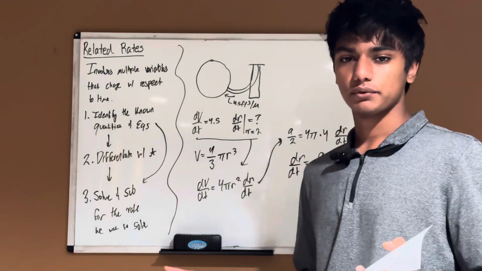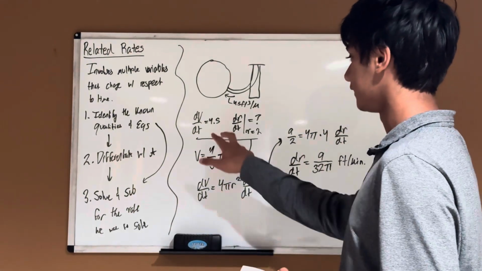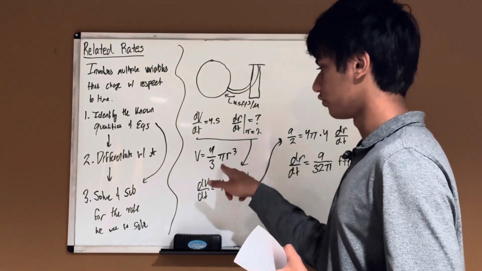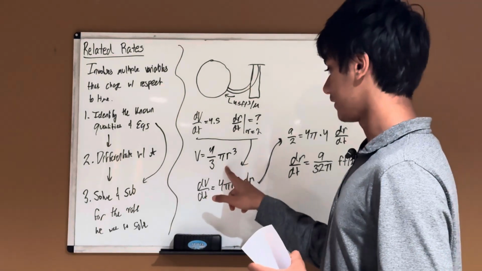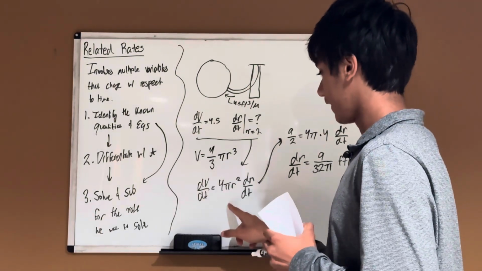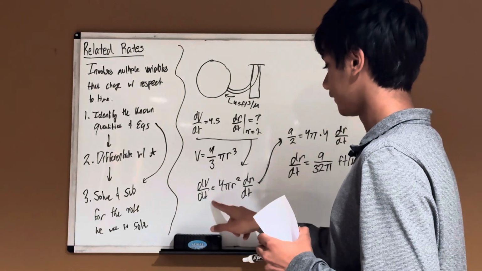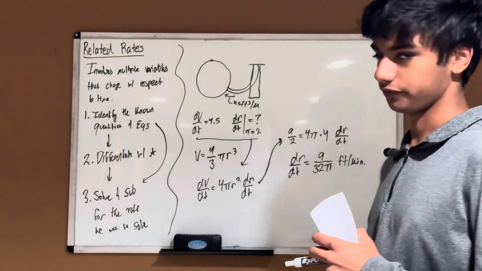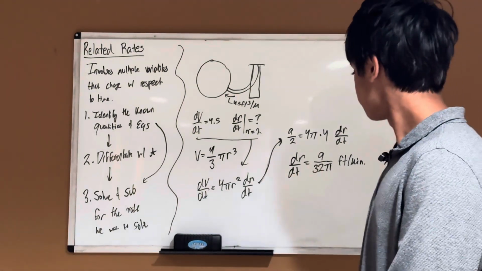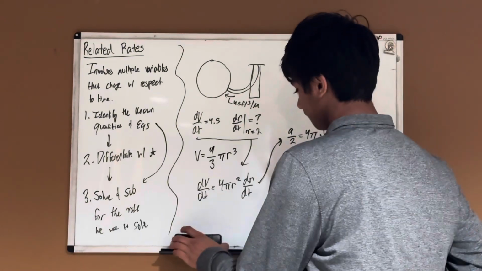So again, the process with these related rate problems is first you identify the known quantities that you know, your primary equation, and then if you can, you differentiate it, and you then use your known quantities, plug them in, and solve for whatever rate they're asking for you to solve. Okay, let's try another one.